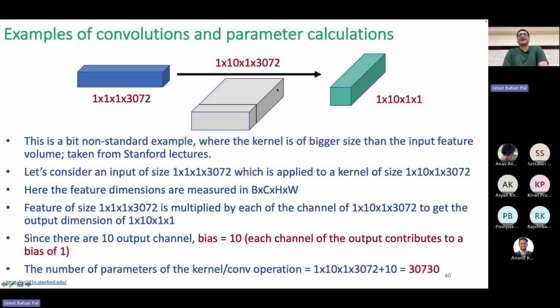The number of parameters for this operation is 1 cross 10 cross 1 cross 3072 plus the number of channels in the output. The number of channels is 10, so there will be a bias of 10, since the number of filters we are using is currently 10.